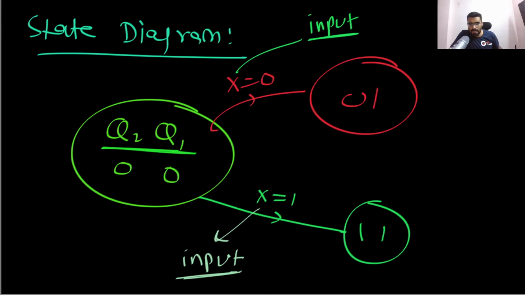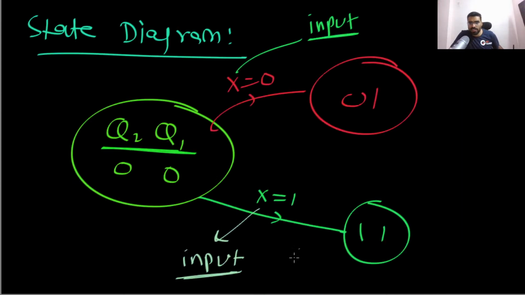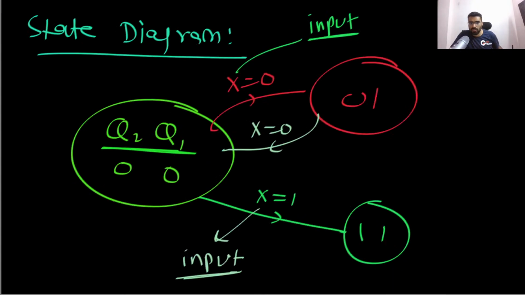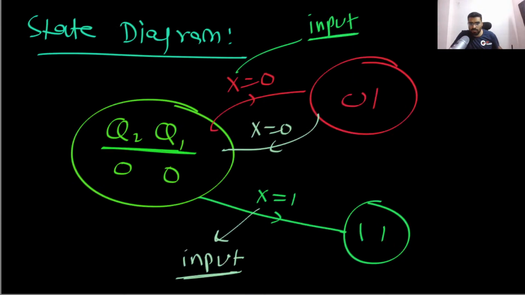Next, tell me, if your state is 0, 1, then where am I going? If state is 0, 1 and input is 0, I will go to 0, 0. Next, from state 0, 1, if input is 1, I will go to 1, 0.